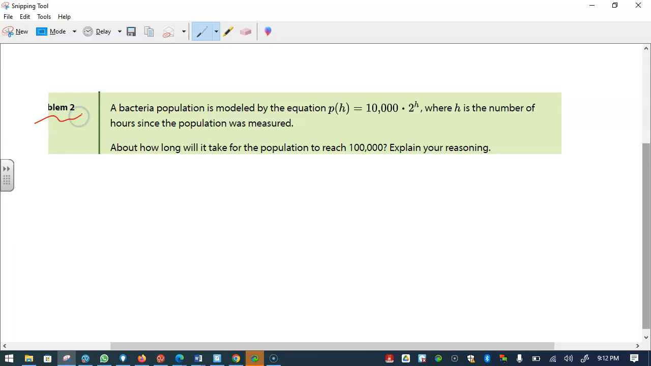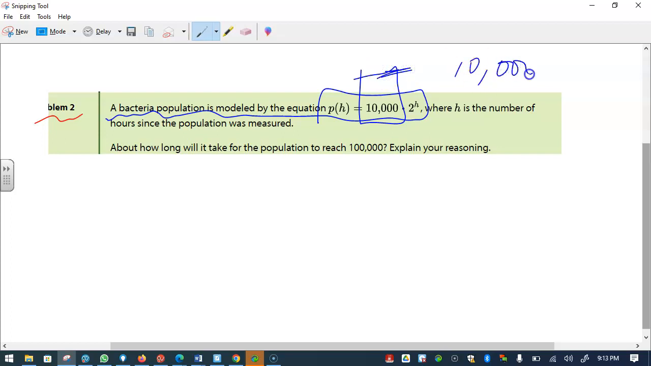Problem 2. Take a minute to read the question and see if you can try it yourself. A bacteria population is modeled, so the number of bacteria allowed. Remember, this is the beginning when it was just counted. So 10,000 is the starting amount. If you think of the formula, I'm just using the regular formula A times B raised to X, and x is 0, 1, 2, and so on. So there's an increment of inputs as 1, 2, 3. It's the same input every increment.